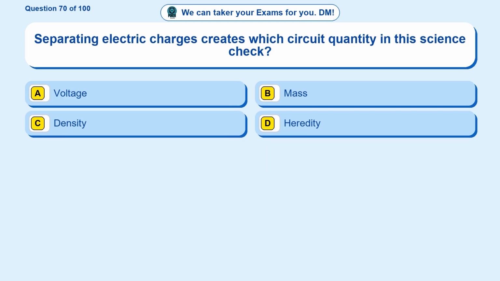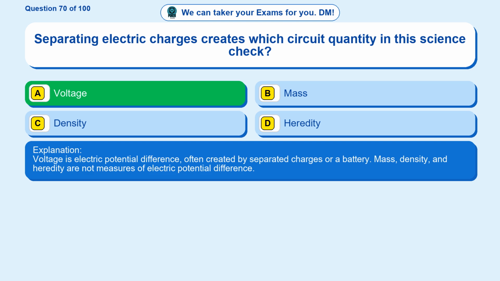Question 70. Separating electric charges creates which circuit quantity in this science check? Option A, voltage. Option B, mass. Option C, density. Option D, heredity. The correct answer is option A. Voltage. Voltage is electric potential difference, often created by separated charges or a battery. Mass, density, and heredity are not measures of electric potential difference.